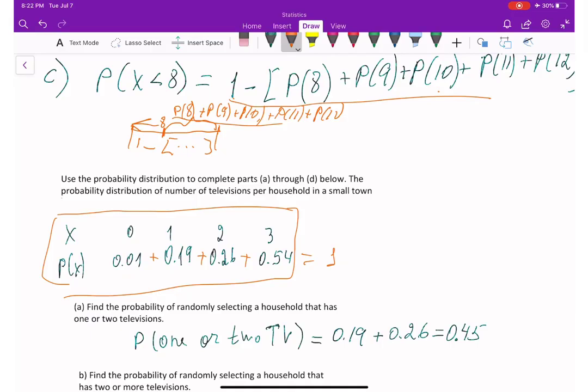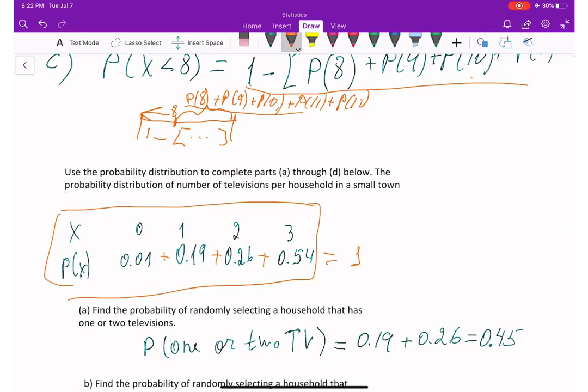Some households have 0, which is us. I don't have TV because I'm not watching TV anymore. I can watch everything through YouTube.